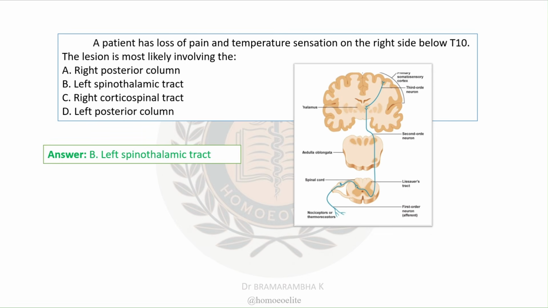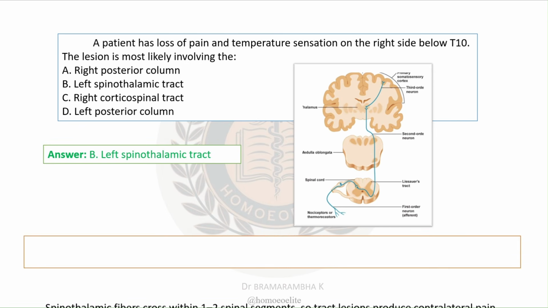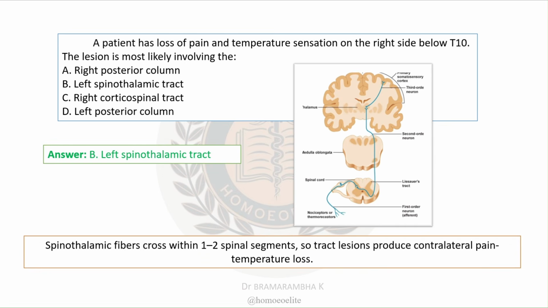Here you can see there's a crossover which happens in the spinothalamic tract. The fibers cross within one or two spinal segments. So tract lesions always produce contralateral pain and temperature loss. In Brown-Sequard syndrome also we saw contralateral pain and temperature loss. So the spinothalamic tract is involved here.